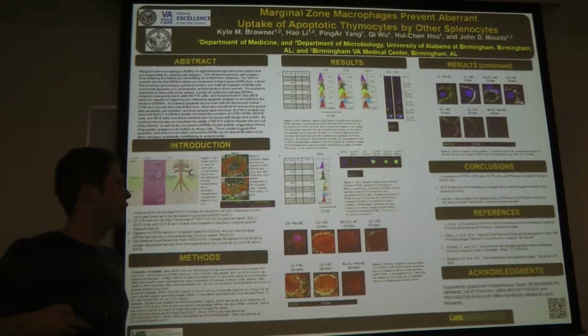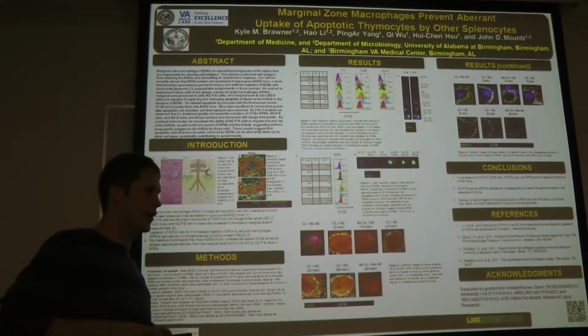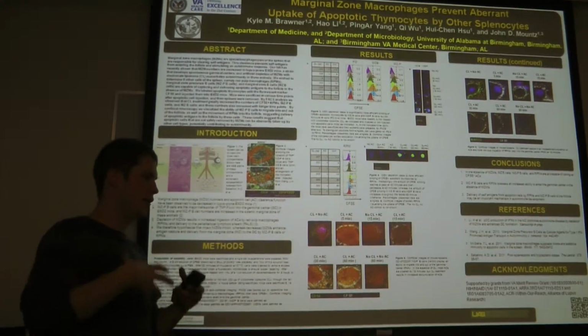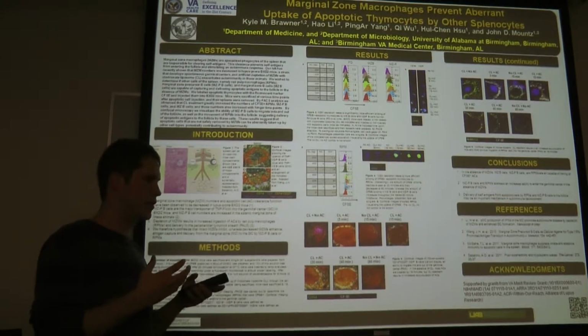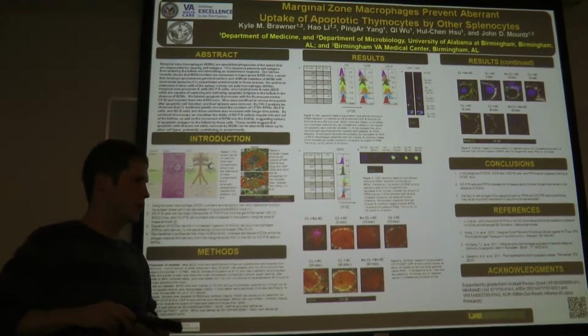I can mention, if they're migrating into the follicle, then they could potentially be delivering self-antigens that were on these apoptotic cells into the germinal center.